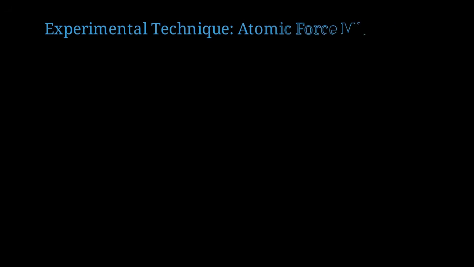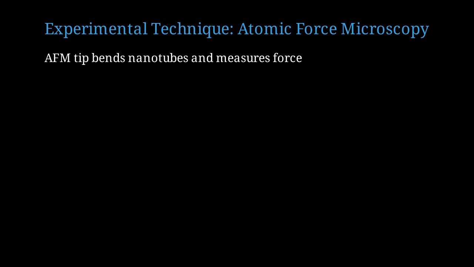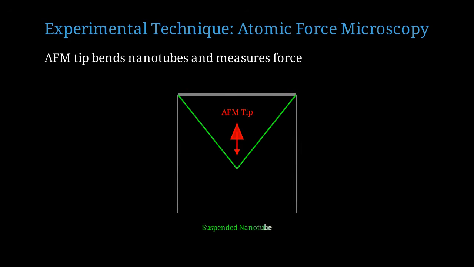How do we actually measure these effects experimentally? Atomic force microscopy, or AFM, is the key tool. An AFM tip deflects a suspended nanotube while measuring the applied force with piconewton precision. Here is the setup. A nanotube is suspended between two supports. The AFM tip pushes down in the center, bending it until it fractures.